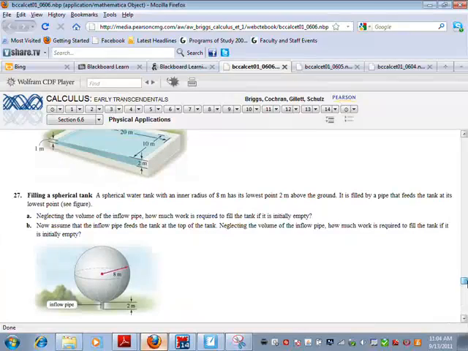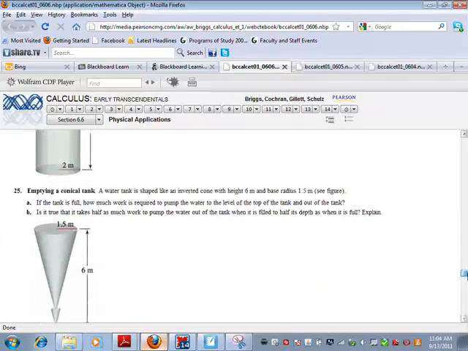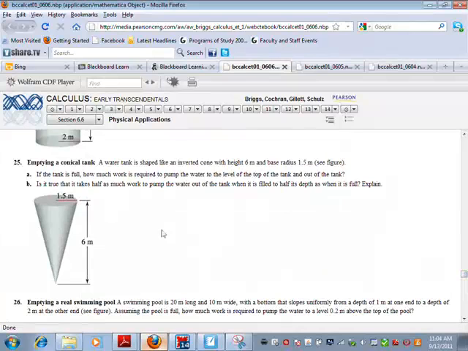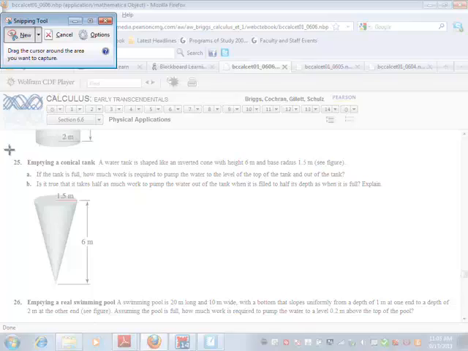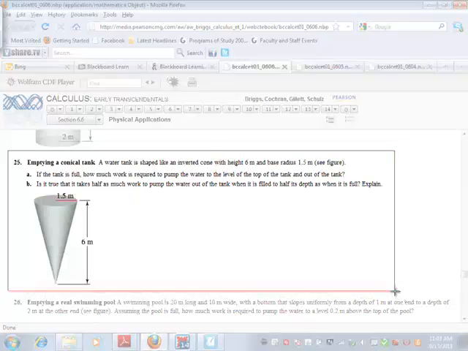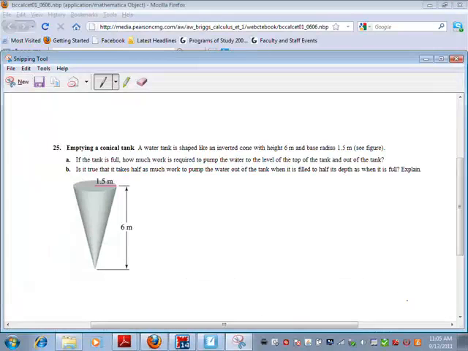So a spherical tank. Let's do the one with the cone. Emptying a conical tank. You have exactly 10 minutes. Okay, we have a deal. Well, you know what happens if I don't? I might give it for extra credit.